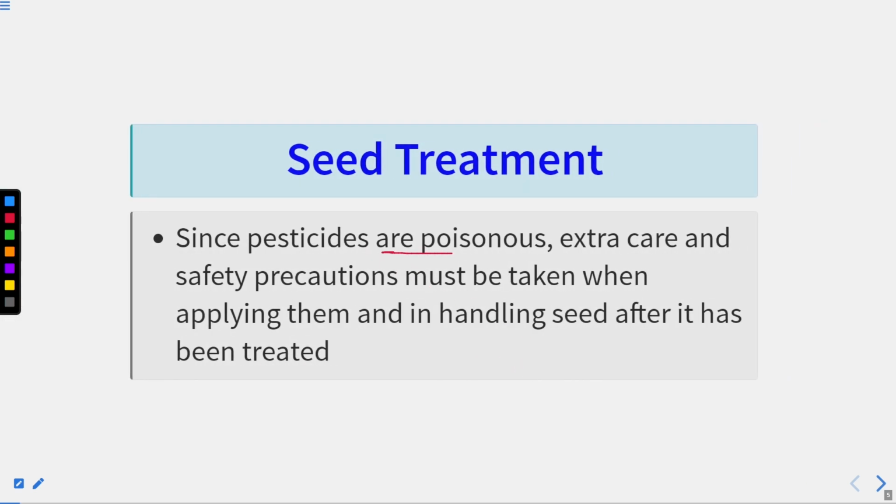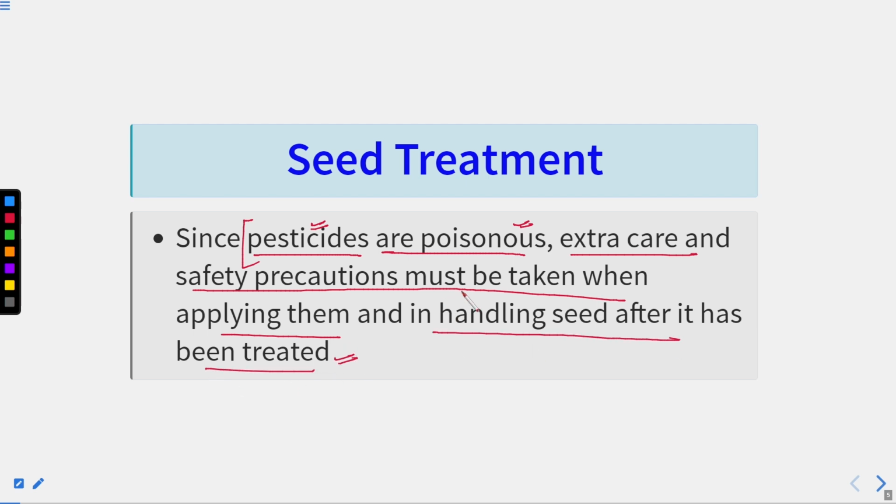Since pesticides are poisonous, we can spray some pesticides to kill those pests, okay? But they are poisonous. Extra care and safety precautions must be taken while applying them and in handling seed after it has been treated. So we need some extra care and extra precautions for safety, because these pesticides are quite poisonous. They can not only destroy the fungi and the insects, but can also affect humans, and also affect some of the important microbes that are present in the soil, right?